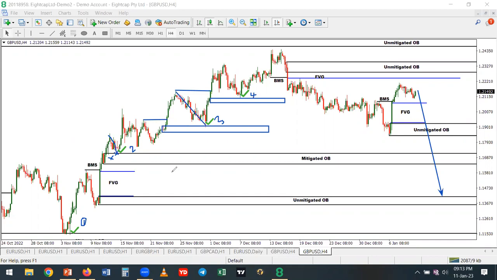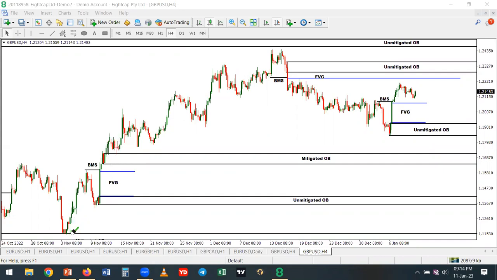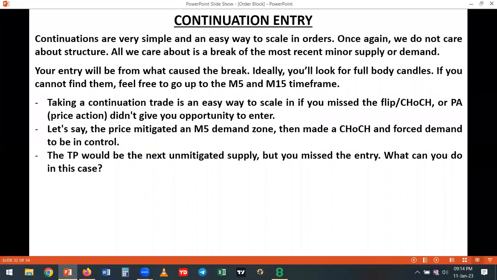So if you miss the first entry, you're not going to miss the second one. You miss the 2nd one, there's a 3rd one, and also a 4th one. So these are what are being referred to as continuation entry, when a setup gives you multiple entries. But for you to be able to spot these entries, you need to be very agile, very careful, to look at the market closely. Try to understand everything you are seeing. Try to read the market clearly, and that way you can see a valid entry at any point in time.